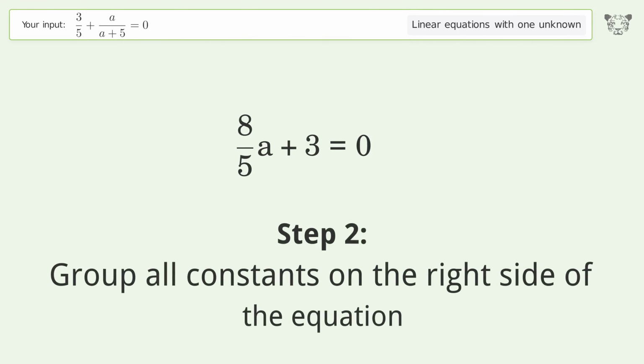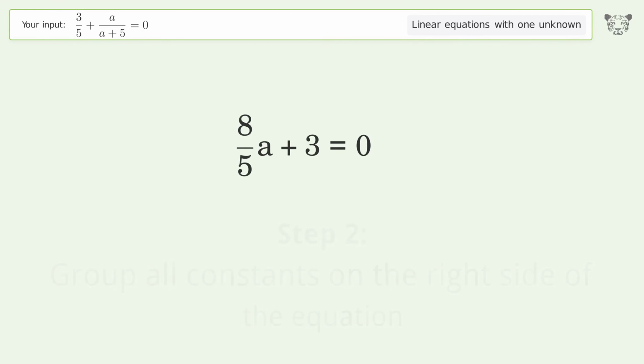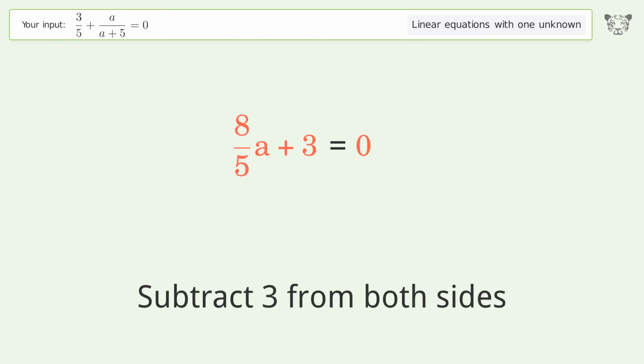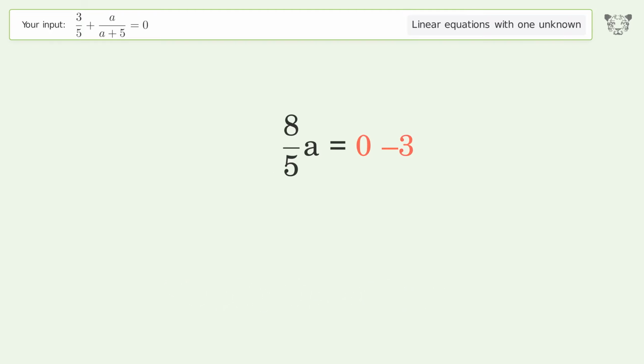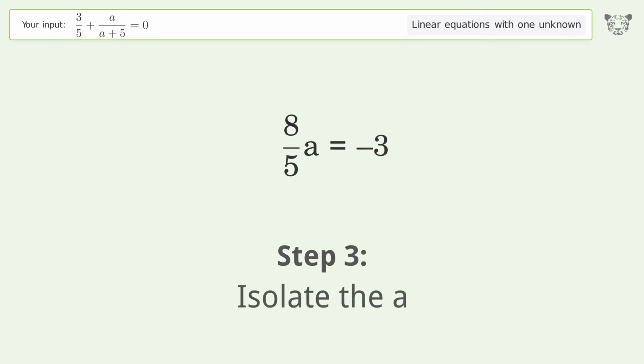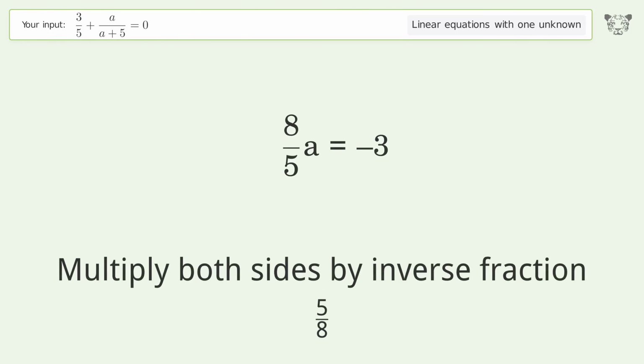Group all constants on the right side of the equation. Subtract 3 from both sides. Simplify the arithmetic. Isolate the a. Multiply both sides by inverse fraction 5/8.